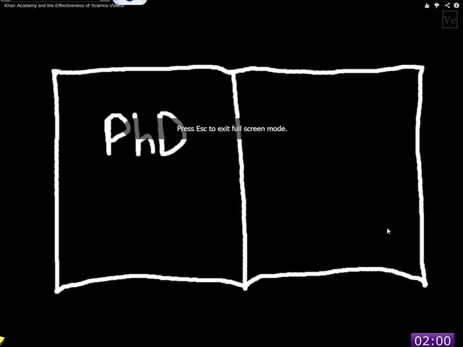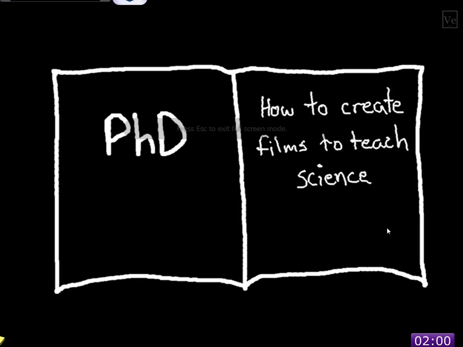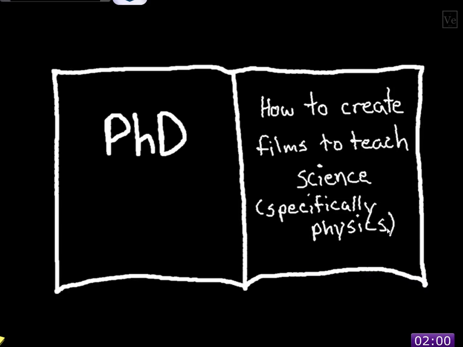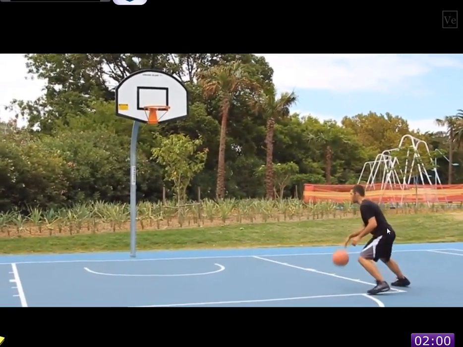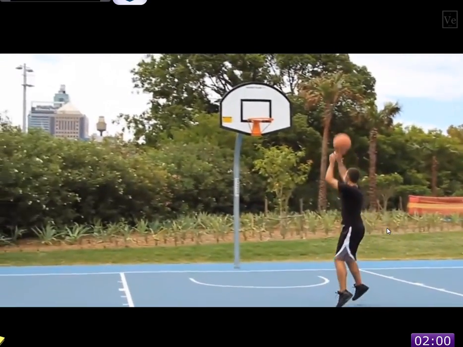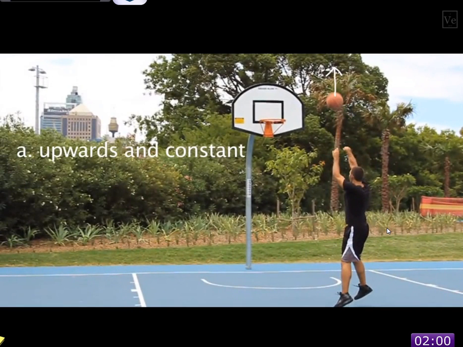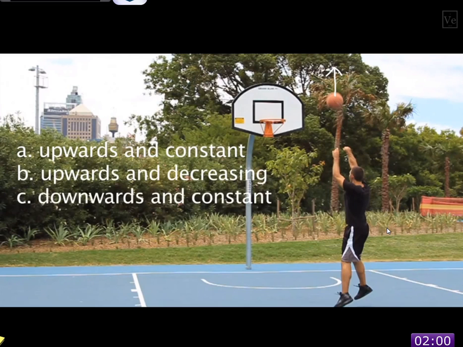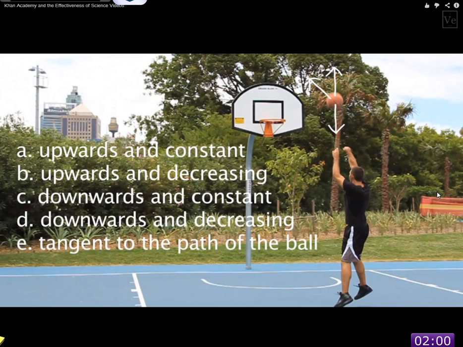I wrote my PhD thesis on how to create films to teach science, specifically physics. In a typical study, students accessed a website where they took a multiple choice pretest. The questions were something like, consider a basketball player shooting from the free throw line. After the ball leaves his hand, the force on the ball is A, upwards and constant, B, upwards and decreasing, C, downwards and constant, D, downwards and decreasing, or E, tangent to the path of the ball.